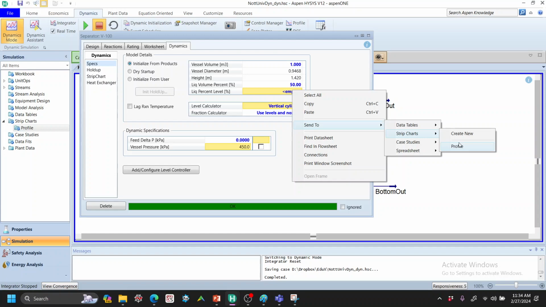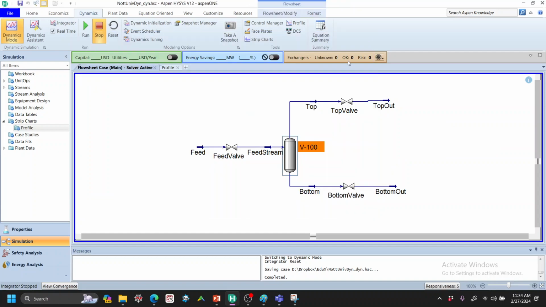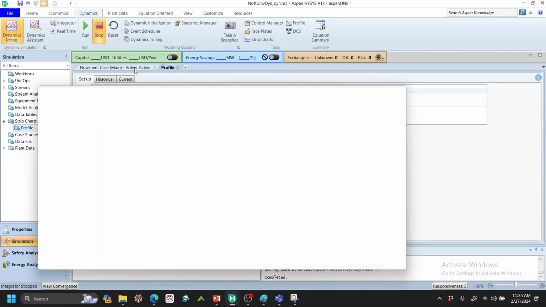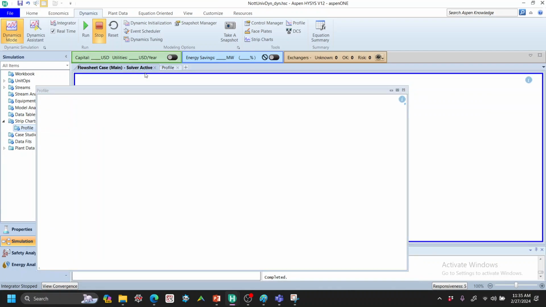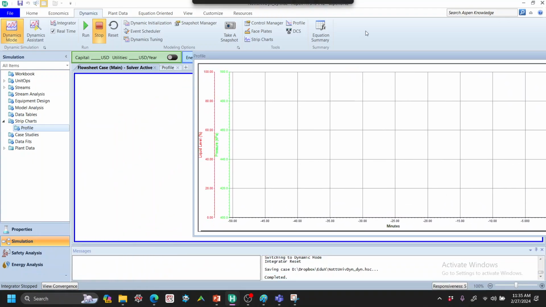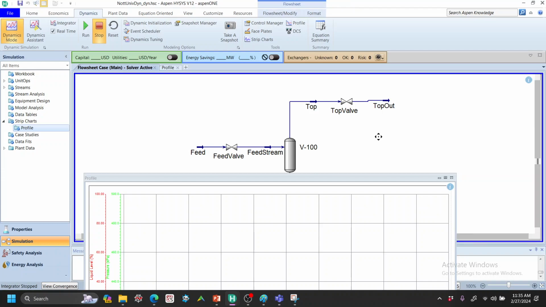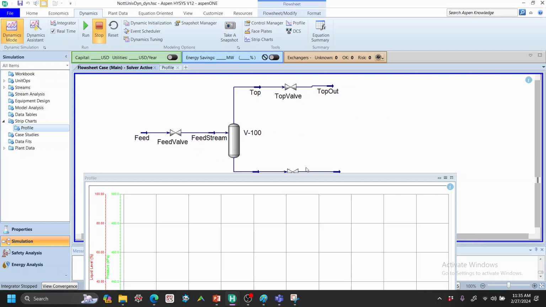So, right, we have the profile. We can click display, and then we have it already on the display. Yeah, for this one.